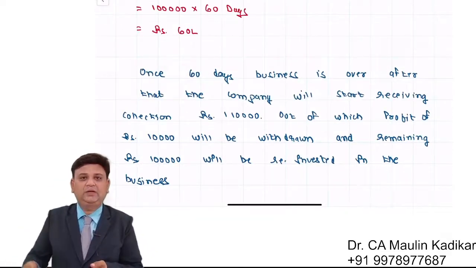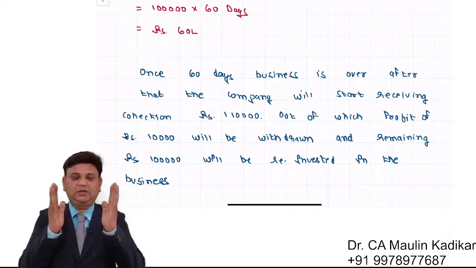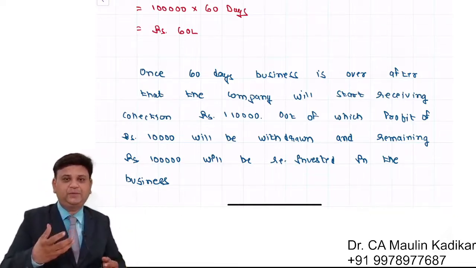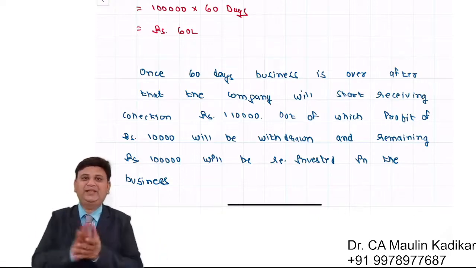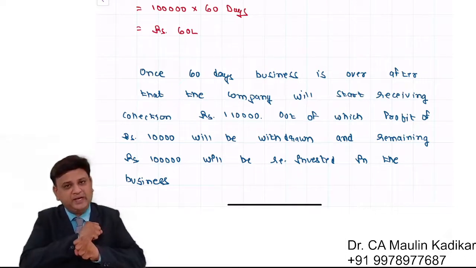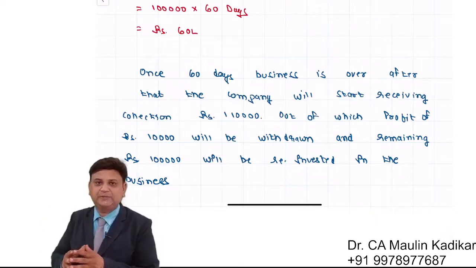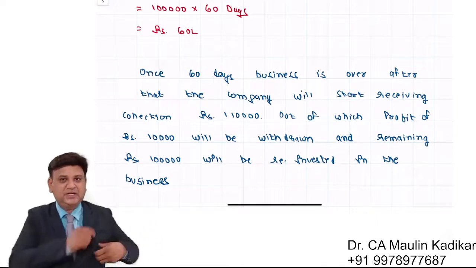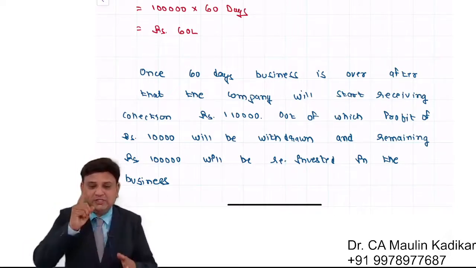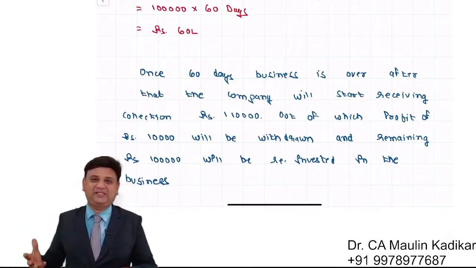To repeat, you will receive an amount of 1,10,000 from the 61st day onwards. From that, the profit of 10,000 rupees will be withdrawn, and the remaining 1 lakh rupees will be reinvested. So once 60 days of the business expire, you don't have to make a single rupee of investment. Whatever cash flows you start receiving from the business will be reinvested in the business, and you don't have to invest a single penny. However, this 60 lakh rupees of investment that you have made could have been made somewhere else.